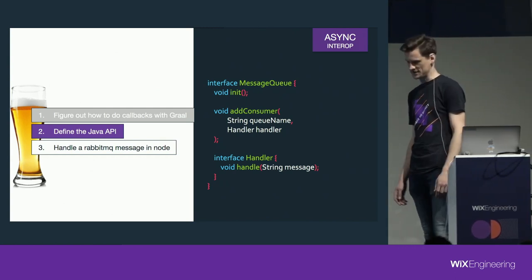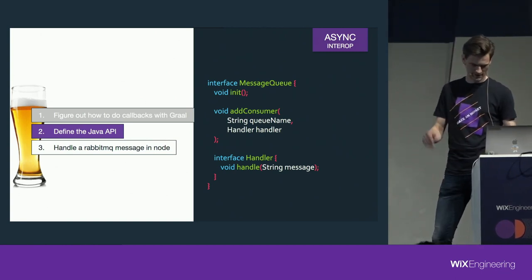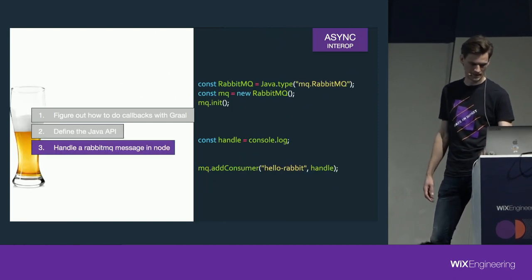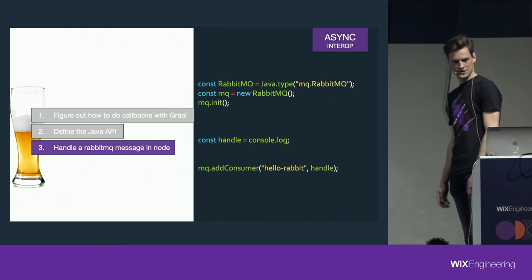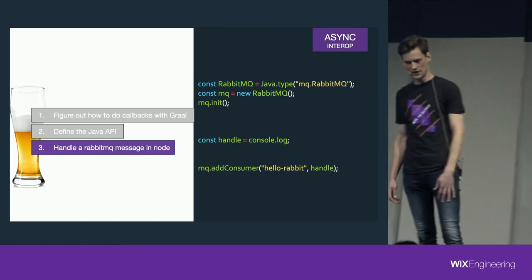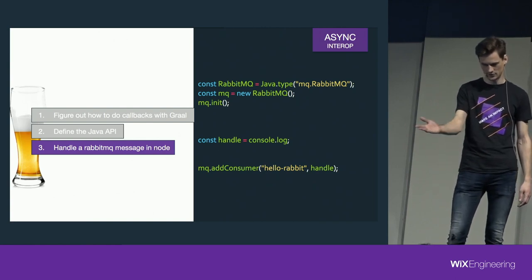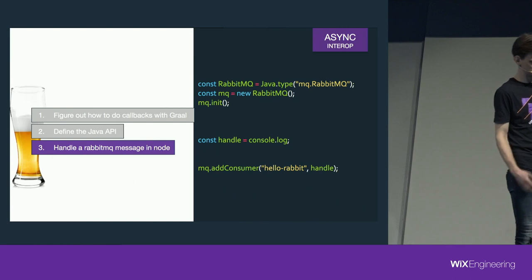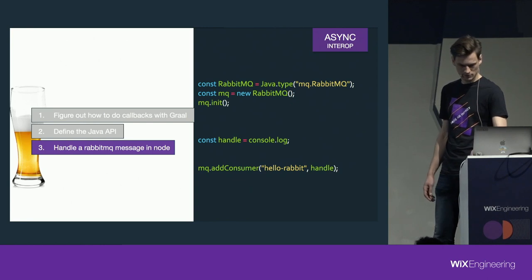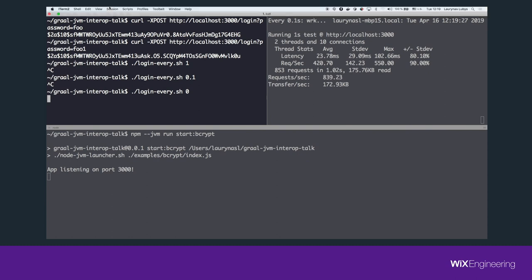And the handler just has one method, which is handle, and it gets the contents of the message converted into a string. So how would that look in JavaScript? Well, we need, again, a reference to the RabbitMQ class. We initialize it, and then we define handle to be console log, so it's just a function, and we can just add the consumer to the hello rabbit queue, and that should work, right? So let's see how that works.